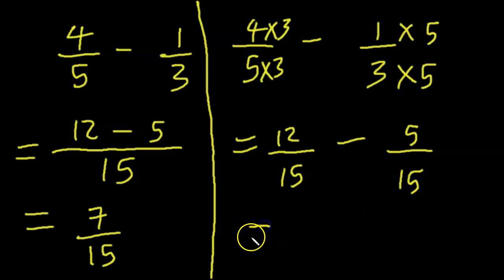Right? So 12 minus 5, that's the same 7. Alright, same 7. So we have a common denominator, 15. And personally, this is my preferred method, because when you're going to do advanced maths, it's very important we understand how to operate fractions in this manner.